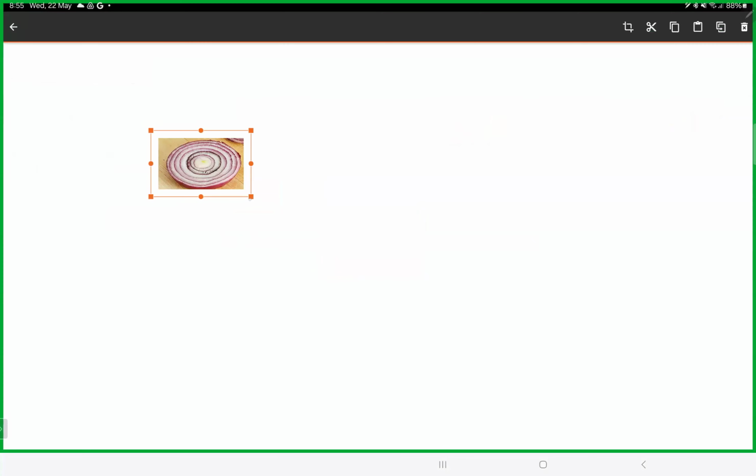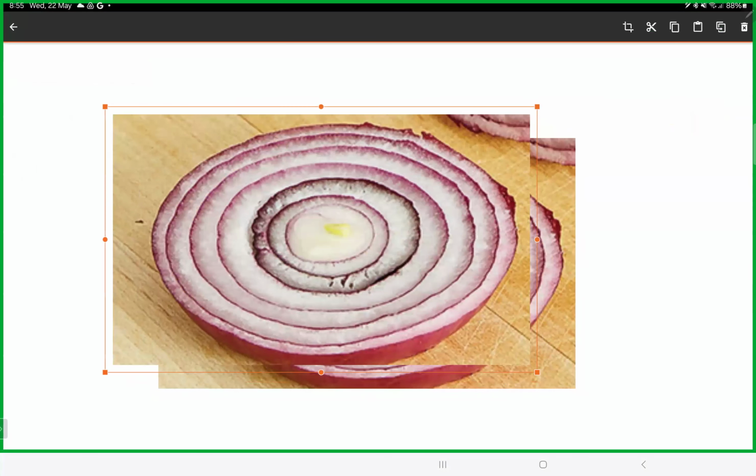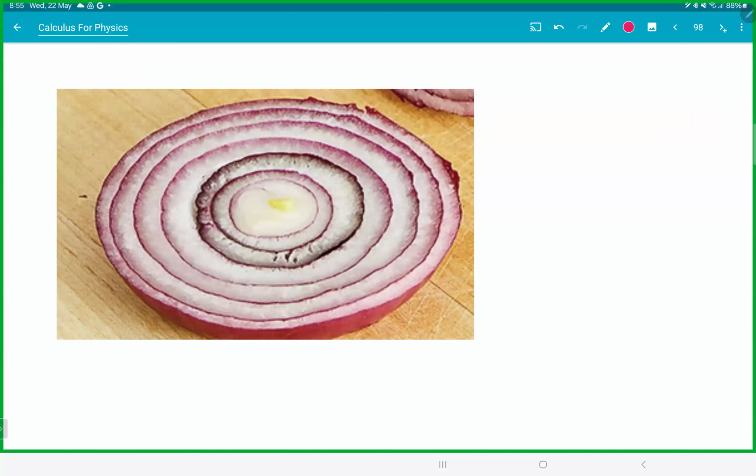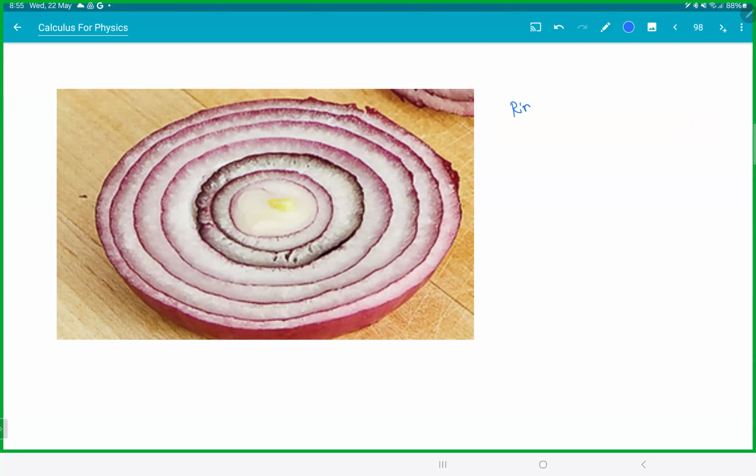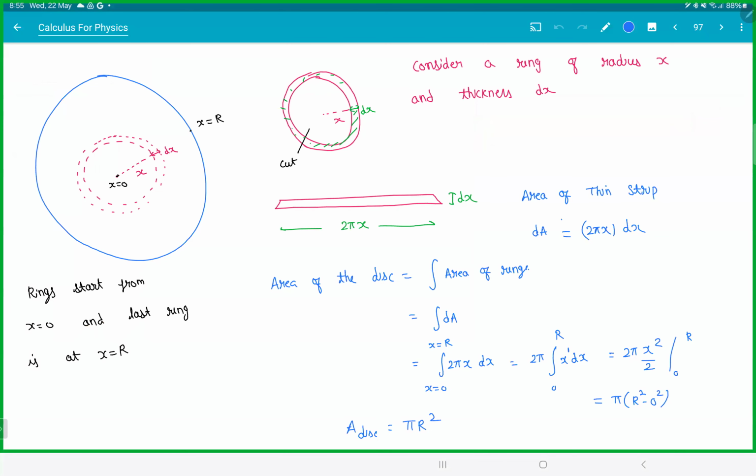There. If you have ever seen an onion, this is how it would have looked, isn't it? Ring upon ring, ring upon ring. So if you add all those rings, you'll get a disk. Rings in an onion. The idea was the same. And the whole reason it works is because the disk thickness is so small, we can use the ring approximation.